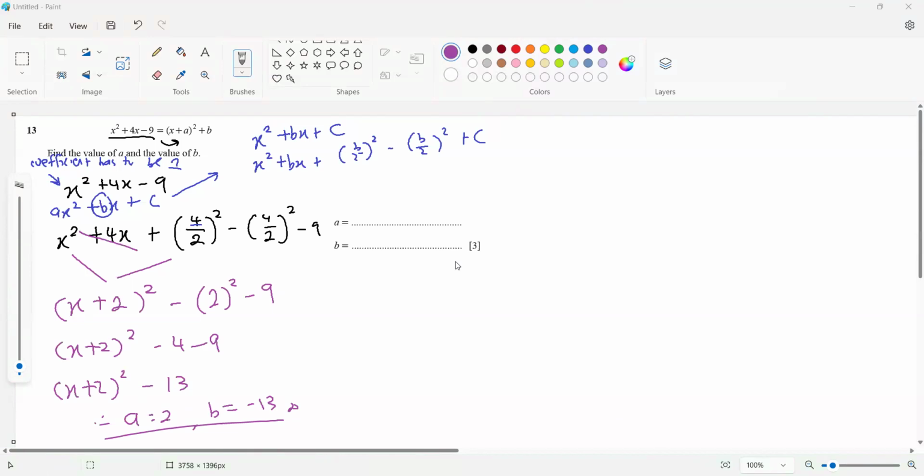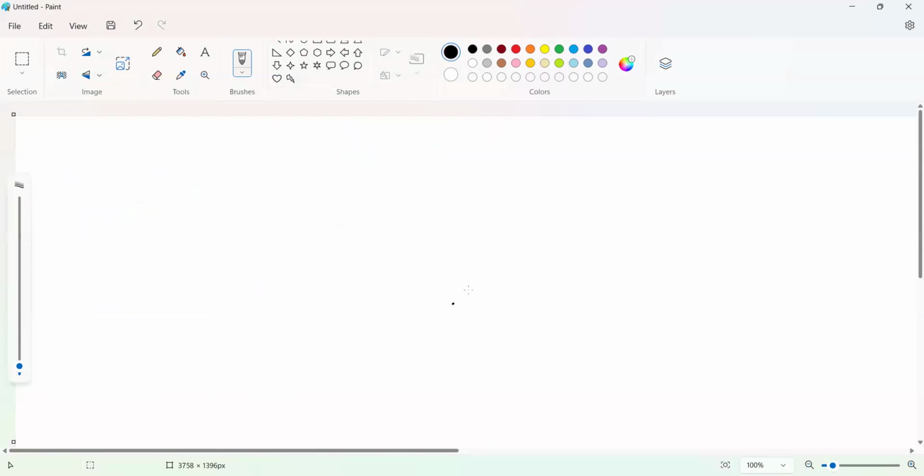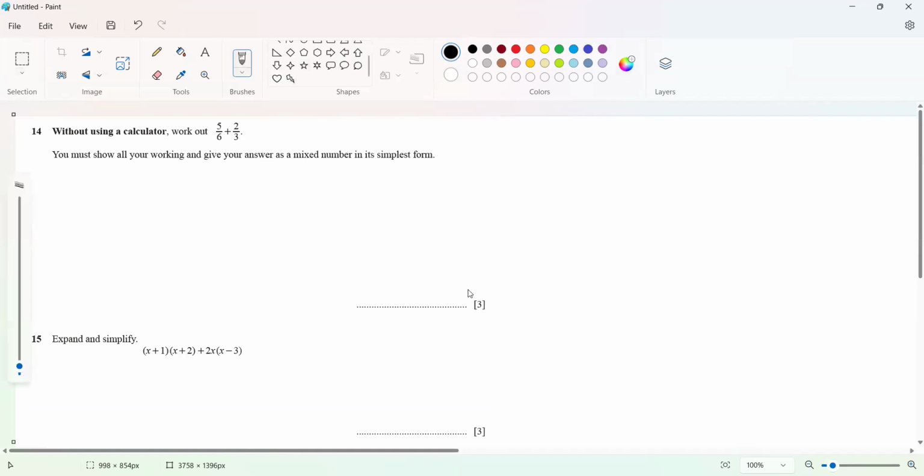Right. So for our next 3 questions, we have 14, 15, and 16. I believe most of you should not have a problem with 14, but I'm just showing the working here in case you want to see clear working, because the 3 marks means they literally want everything shown. So you can't miss a beat.